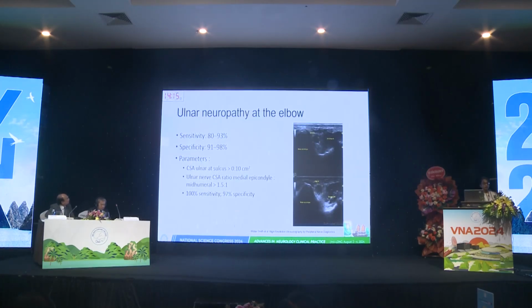Similarly, with ulnar nerve entrapment across the elbow, again, you're looking at the entrapment site and also comparing it to an area where it's not being trapped.